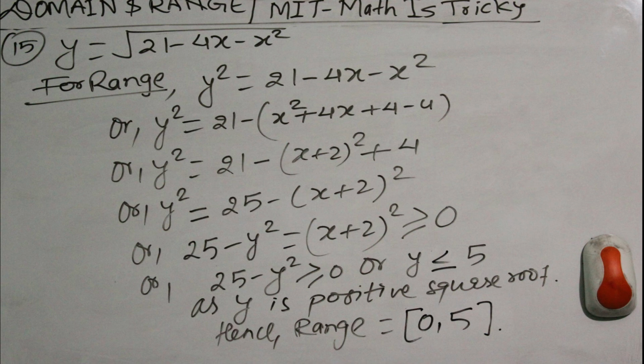It means (x plus 2) whole square is always greater than or equal to 0. So 25 minus y square is greater than or equal to 0, meaning 25 is greater than or equal to y square, that is, y square is less than or equal to 25. Taking square root, y is less than or equal to 5. As the value of y is always positive, the relation will be a function only for the positive square root, so y will be less than or equal to 5. It means the maximum value of y is 5, but we can't take minus y because the function will not be defined for negative values of y.